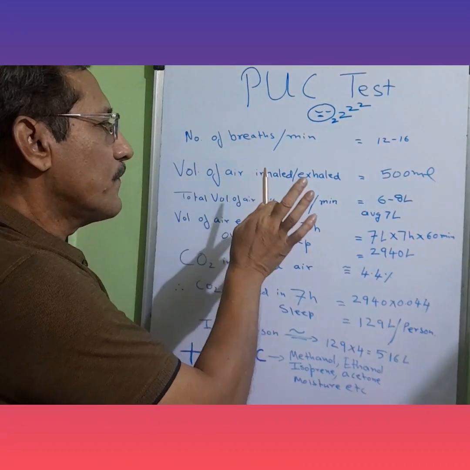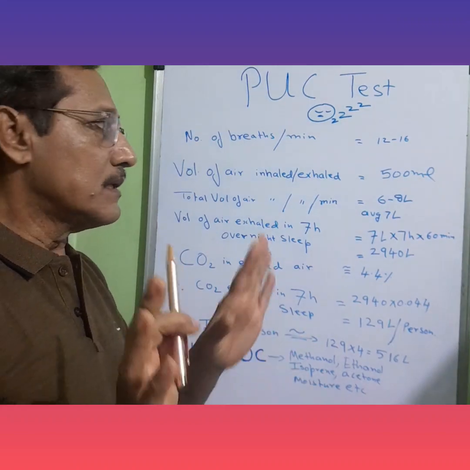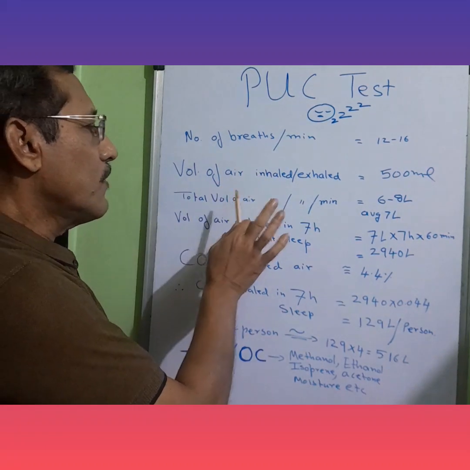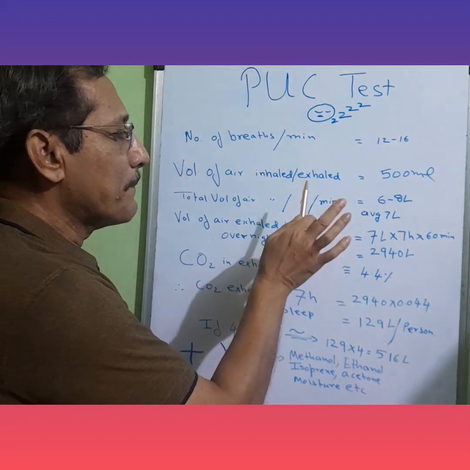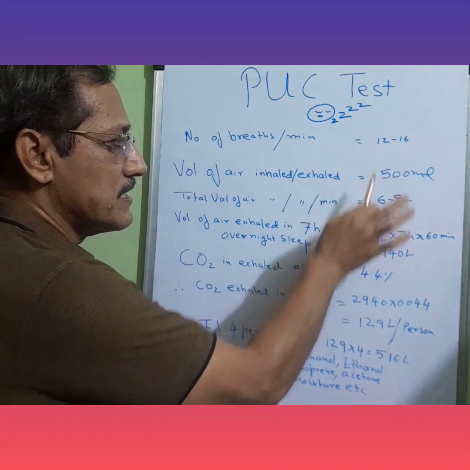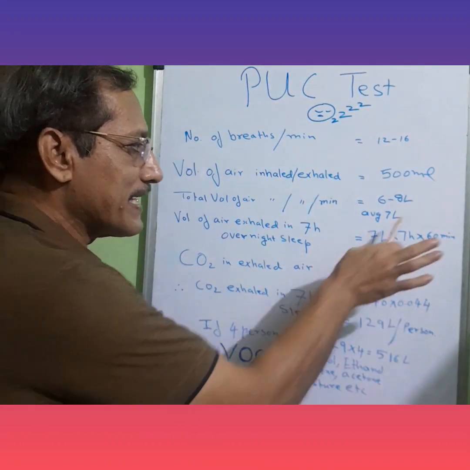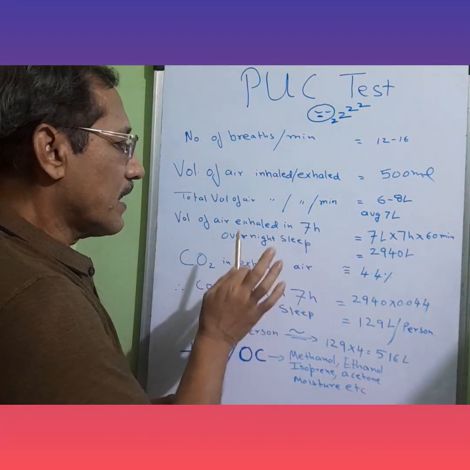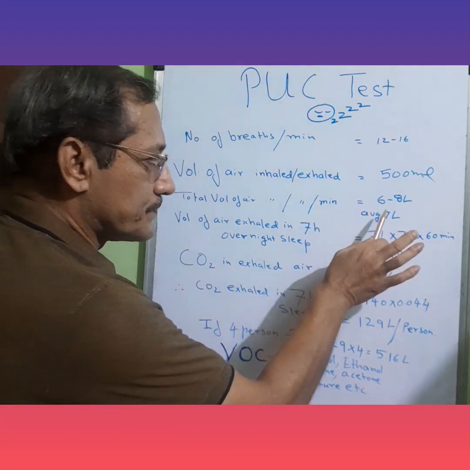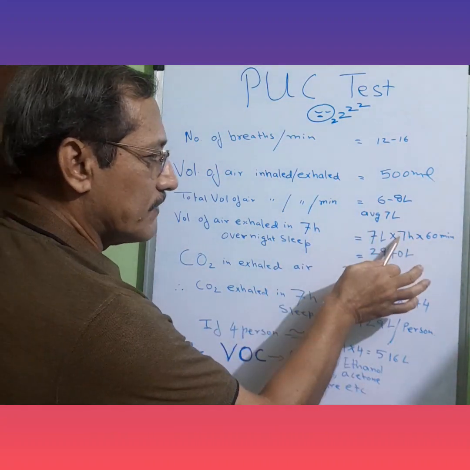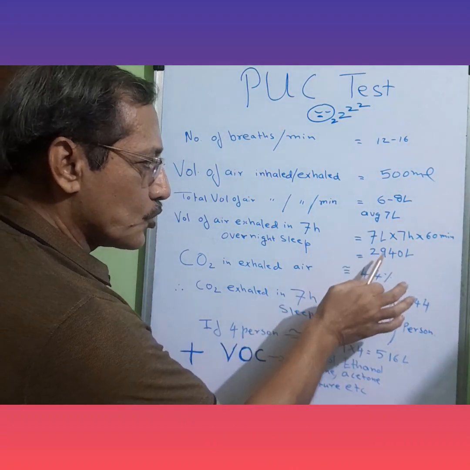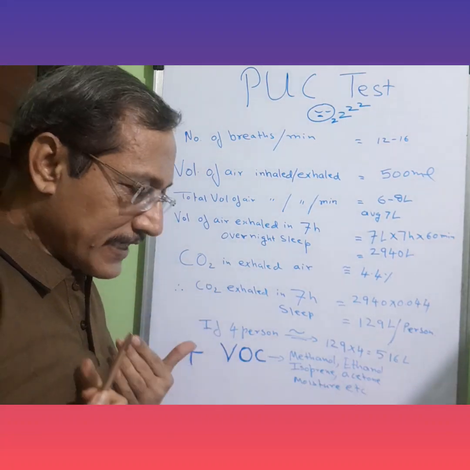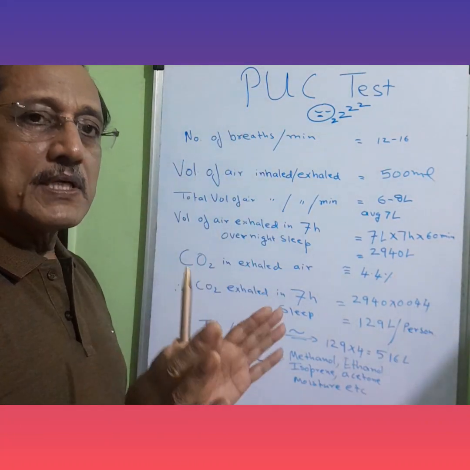The volume of air inhaled or exhaled per breath is 500 ml, again to the closest approximation. The total volume of air inhaled or exhaled per minute would be 6 to 8 liters. On average we can take it as 7 liters. The volume of air exhaled in a 7-hour overnight sleep is 7 into 7 hours into 60 minutes, which comes to 2940 liters.